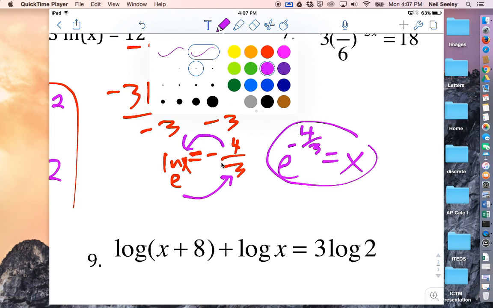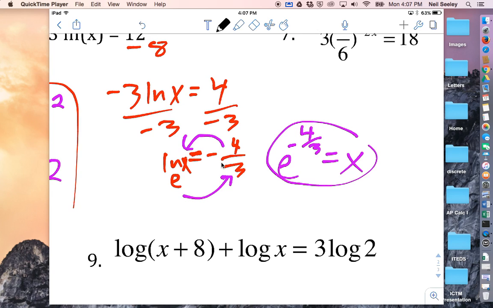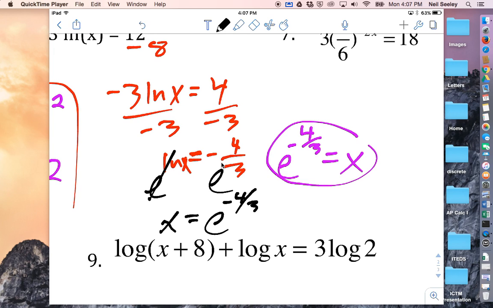The other option you have is to do that exponentiating thing I was talking about. So imagine I was just looking at this a minute ago, clean and tidy, and I just e it up on both sides. I exponentiate both sides. e to the power of ln x, e to the power of negative 4/3. e and ln cancel. x equals e to the negative 4/3. That process of exponentiating gets you the same result, and it has a nice cathartic, sensical feel to it. So I highly encourage it.